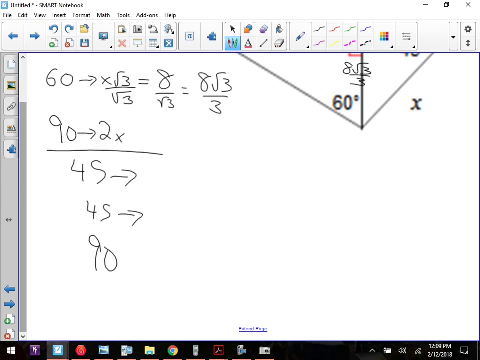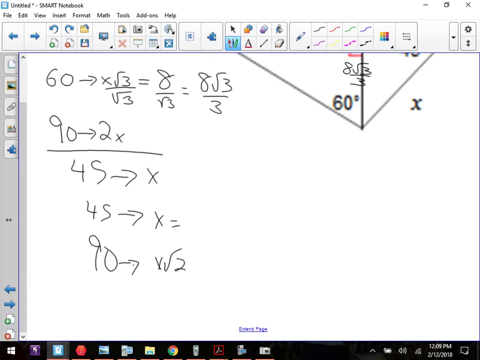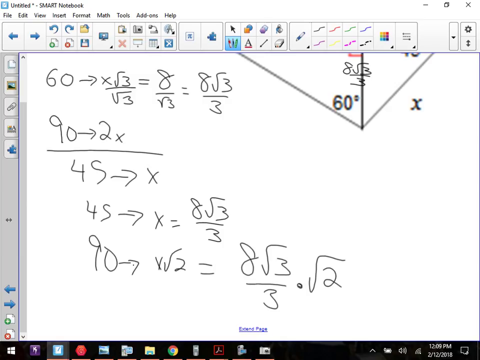And we happen to know that across from a 45. So now I take that value of x and I put it times the square root of 2. And I think you should get, did you get 8 root 6 over 3? And you're done. That's what that looks like.